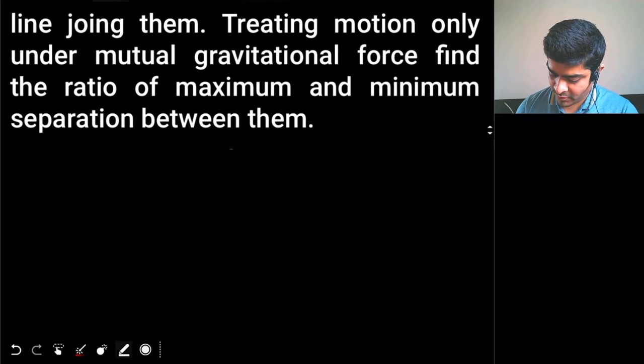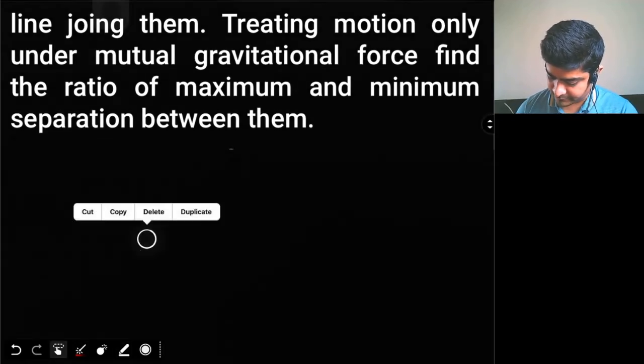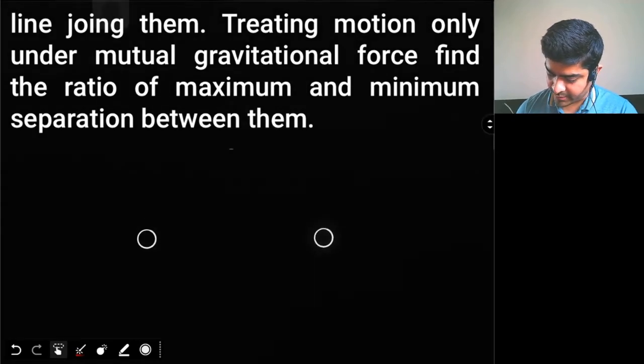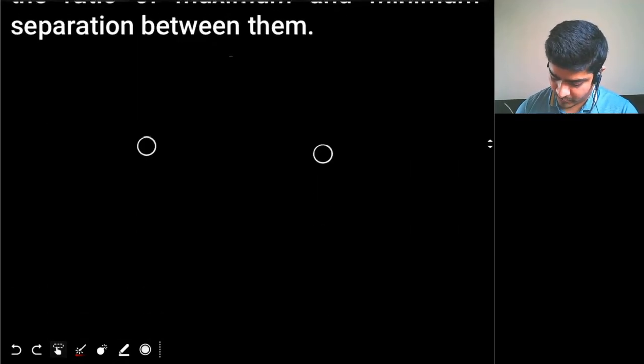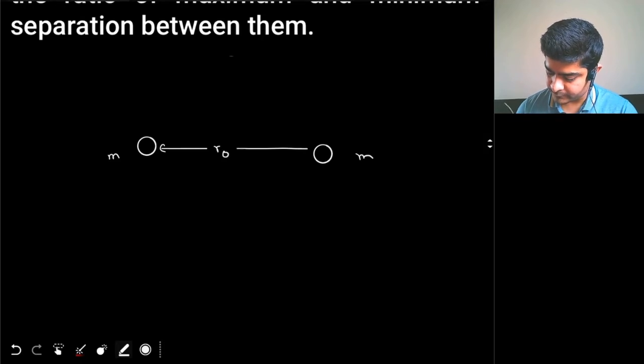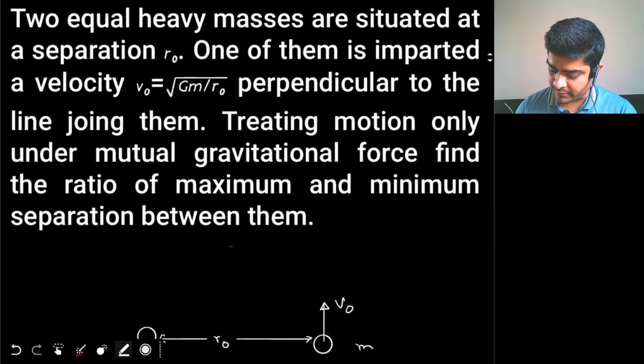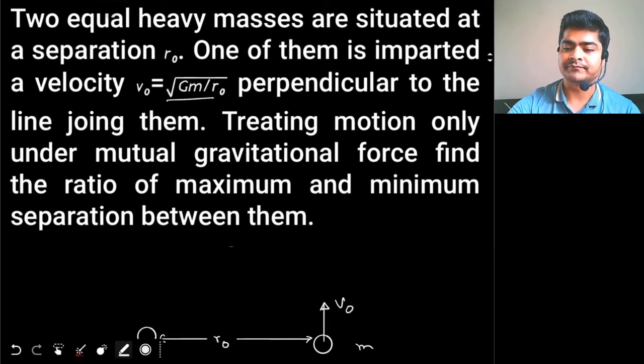So we have two spheres. These are the two masses. They are identical masses, right? Two equal heavy masses, correct? So both have mass m. They are separated by a distance of r naught. And one particle is imparted a velocity v naught. v naught value is given as root GM by r naught. So we have to find the maximum and minimum separation between them.